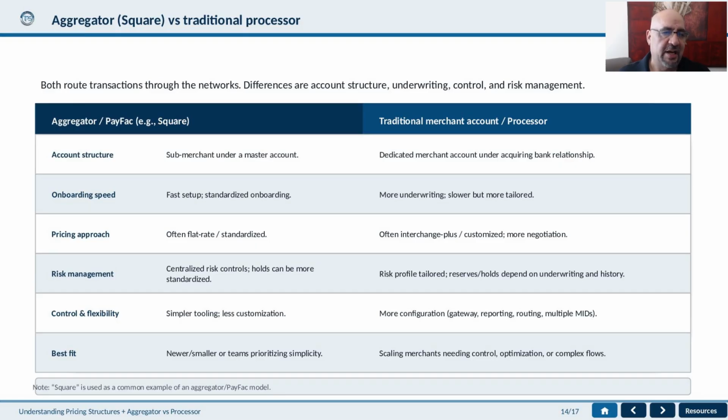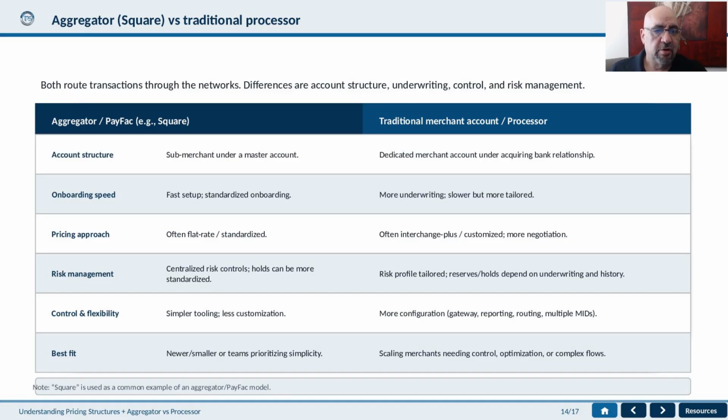Open flat rate standard. So they have one standard flat rate, and you don't have a choice. Often interchange plus, customize, more negotiable. So we can negotiate what's best for your business, whereas they do one size fits all.